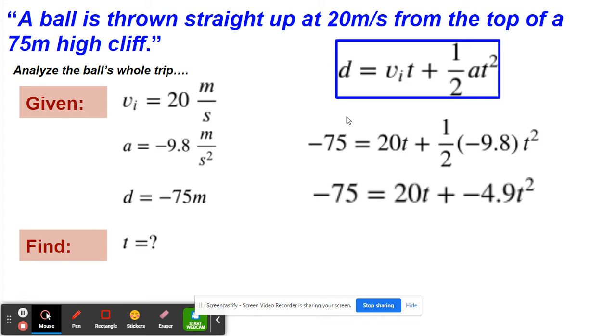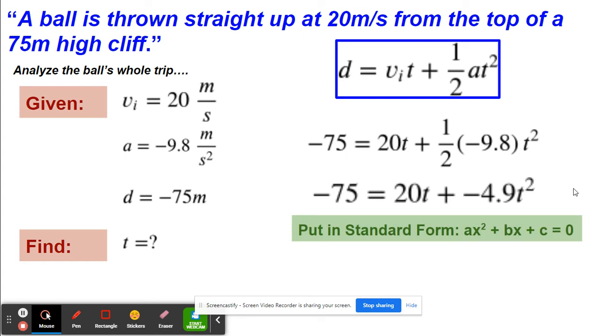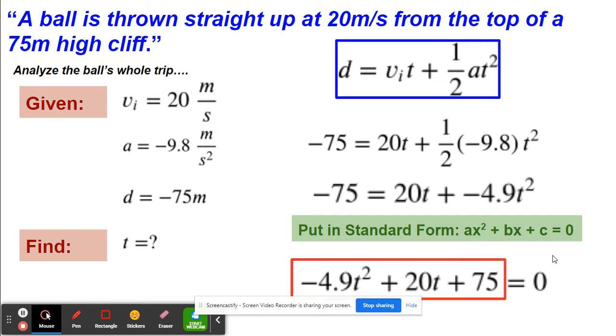So when we make a graph of this equation in a little bit, the independent variable t, time, will be on the x-axis, and d, displacement, will be on the y-axis. So basically we're going to end up making a position-time graph for this ball's motion in the air. We'll see that soon enough. So we're going to put this equation in the standard format of ax squared plus bx plus c equals 0, so that we can ultimately solve this equation for time. All we did is add 75 to both sides to make the equation equal 0. And this right here is what you're going to graph in Desmos.